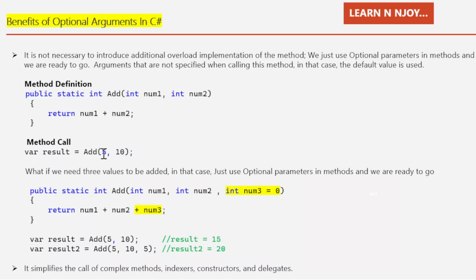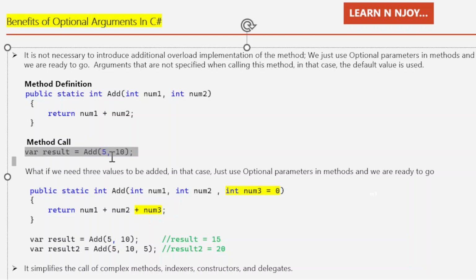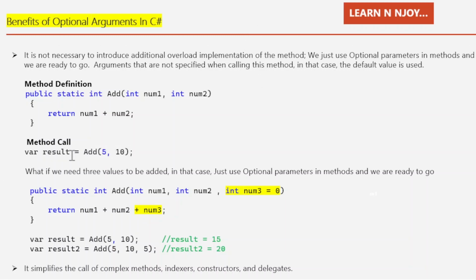And such a type of call is happening, let's suppose, in multiple places. So we don't want to change this method call in each and every place. But there is a requirement where we need three values to be added. In that case, one way is that we just copy and paste it, create a new method and put the extra parameter in it. So basically we are creating one overload of this add method. Instead of that, we can use an optional parameter in that particular method and we are ready to go.